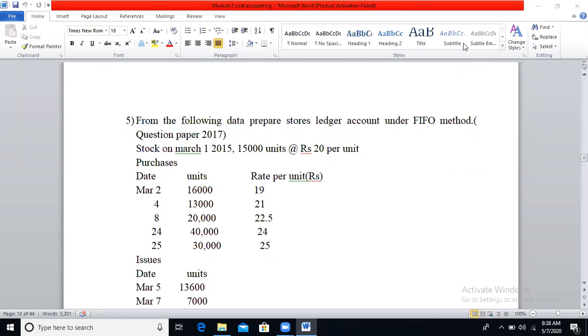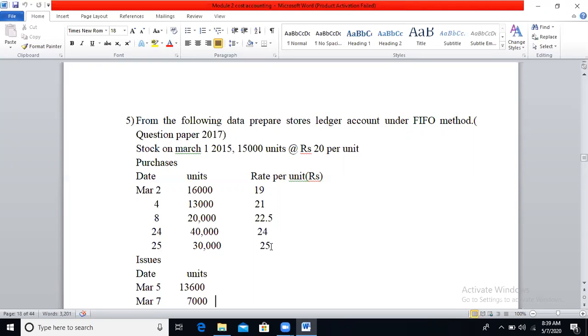Stock on March 1st, 2015, that is 15,000 units at rupees 20 per unit. And they have given purchases related information. It means on these dates, the number of units to be purchased and the rate per unit. So on March 2nd, we are purchasing 16,000 units at rupees 19. March 4th, we are purchasing 13,000 units at rupees 21. March 8th, we are purchasing 20,000 units at rupees 22.5. March 24th, we are purchasing 40,000 units at rupees 24. And March 25th, we are purchasing 30,000 units at rupees 25.